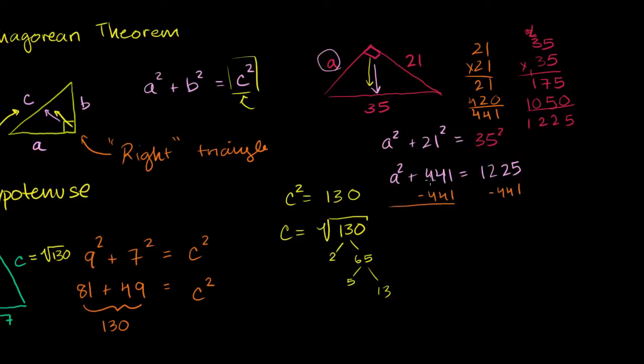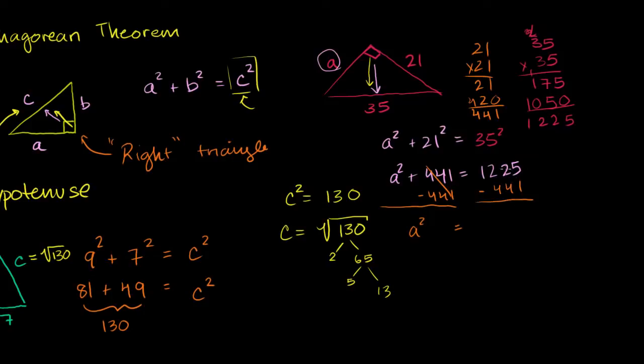The left-hand side just becomes a squared. The right-hand side, what do we get? We get 5 minus 1 is 4. Let me write this a little bit neater here. So minus 441. So the left-hand side, once again, they cancel out. A squared is equal to. And then on the right-hand side, what do we have to do?